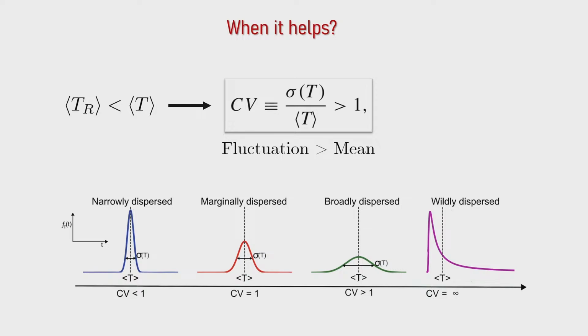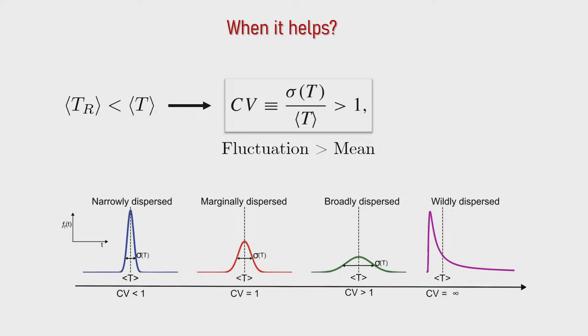And with this, you can simply show that when the CV, which is the ratio of the fluctuation to the mean of the underlying process's first passage time distribution, that means by underlying process I mean without any return events, and when the CV is greater than 1, that means fluctuation is greater than the mean, then you can clearly use the new strategy and expedite your process.